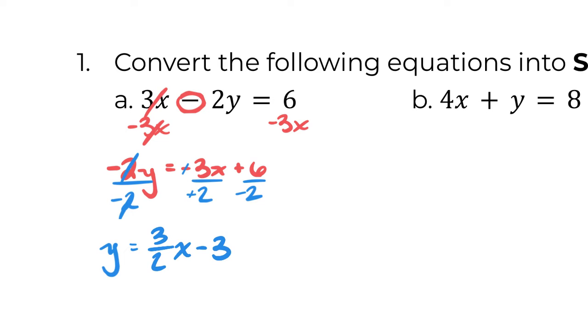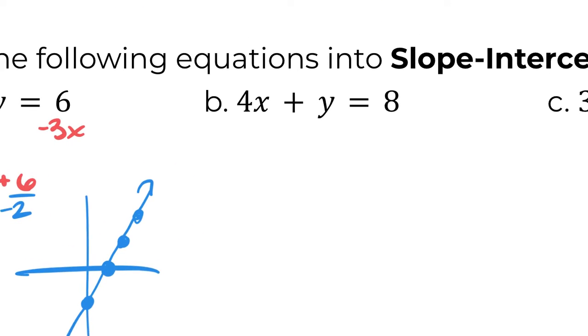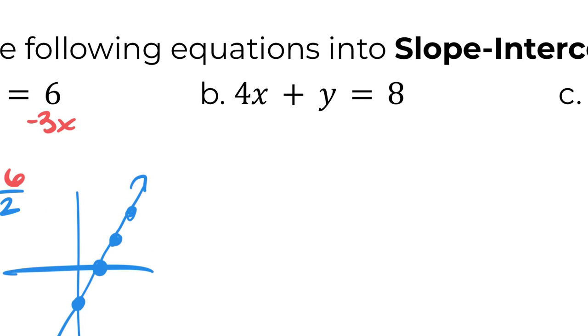Now, we don't have graphs to graph this on, but if I were just to estimate it, my y-intercept is negative 3, and my slope is up 3 over 2. So if I were to estimate a line, a very, very rough sketch would look something like this. Okay, so let's move on to the next one. Now this one, go ahead and give it a try yourself. You can pause the video and then unpause it when you've given it a try.